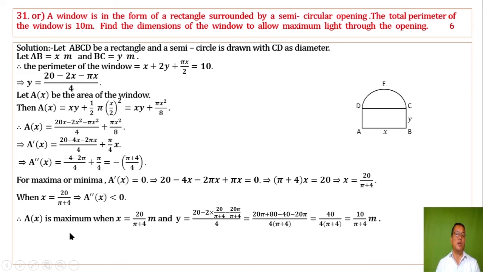negative. Therefore, A(x) is maximum when x equal to 20 by pi plus 4 meter and y equal to, put the value of x here and solve, y equal to 10 by pi plus 4 meter. The dimensions of the rectangle are 20 by pi plus 4 meter by 10 by pi plus 4 meter.